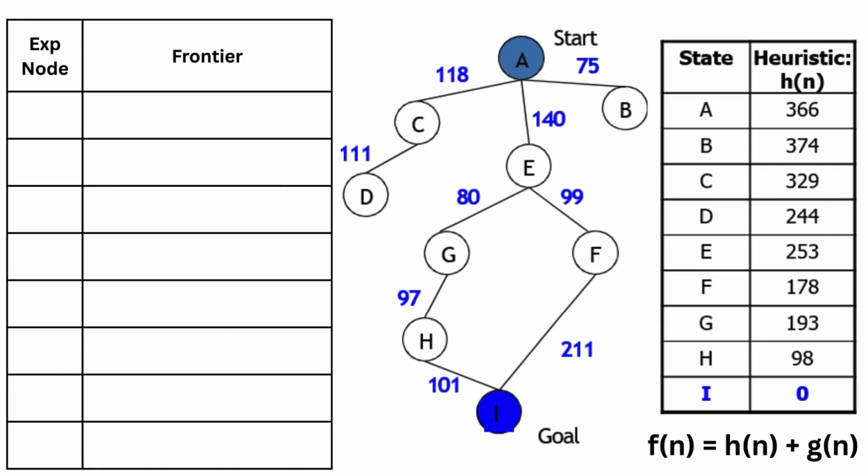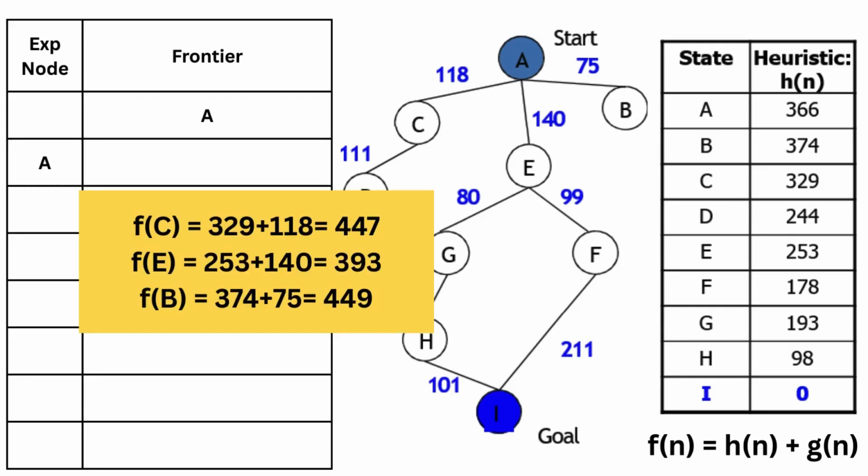Let's understand this with an example. We have the same graph and the heuristic table from the previous example of greedy BFS. We will use the A-star search algorithm to find a path from A to I node using the updated function h of n plus g of n. Step 1 is to enqueue the start node. We will dequeue the start node and explore its neighbors that are C, E and B.